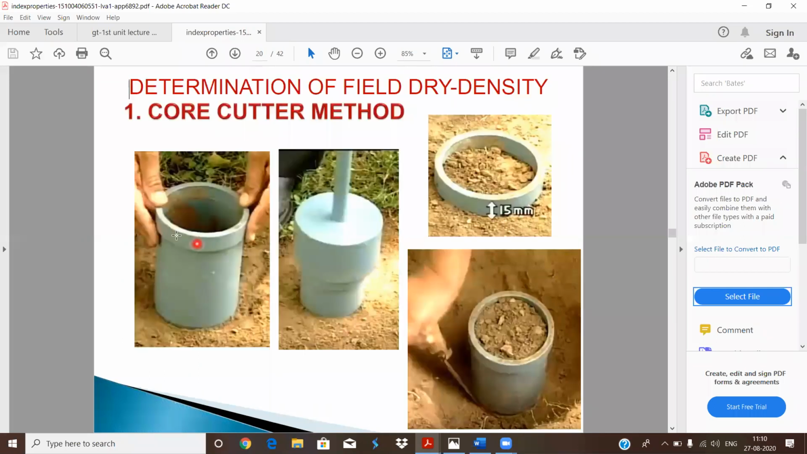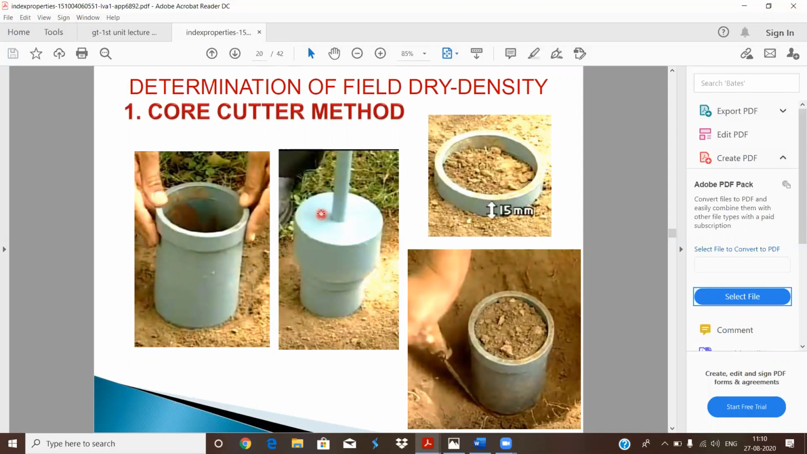For the core cutter method we have mainly three pieces of equipment. The bottom portion is the core cutter. Above the core cutter we have the dolly, and above the dolly, for compactive or dynamic energy, we have the rammer. The core cutter has a sharp edge at the bottom. The dolly can easily be replaced and mounted on top of the core cutter. So this is the core cutter, this is the dolly, and this is the rammer.